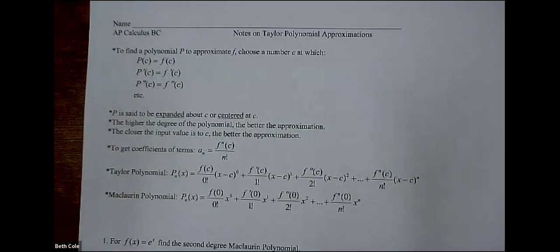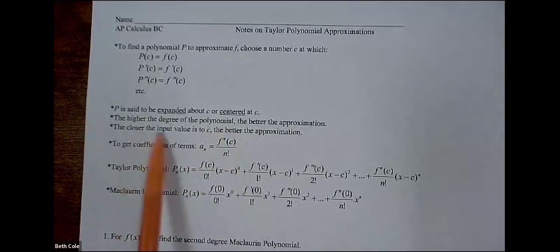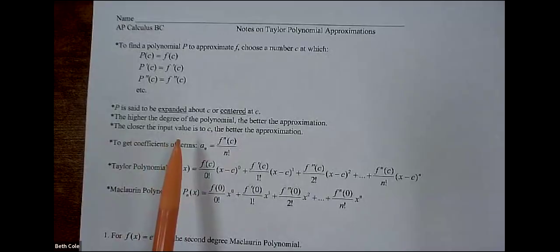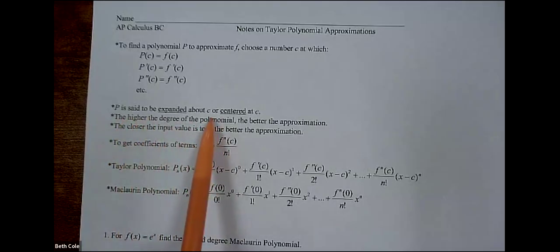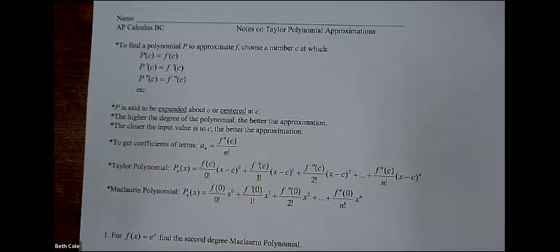So what we're going to do now, and they're called Taylor polynomials, instead of something linear, we can do something with a higher power, and you get a better estimation of your graph. Does that make sense? Higher the power, the better it is. The higher the degree for the polynomial, the better your approximation. The closer your input value is to the value you're centered around, we say it's centered around c. C is the center. The closer you are to that, the better your approximation is going to be.